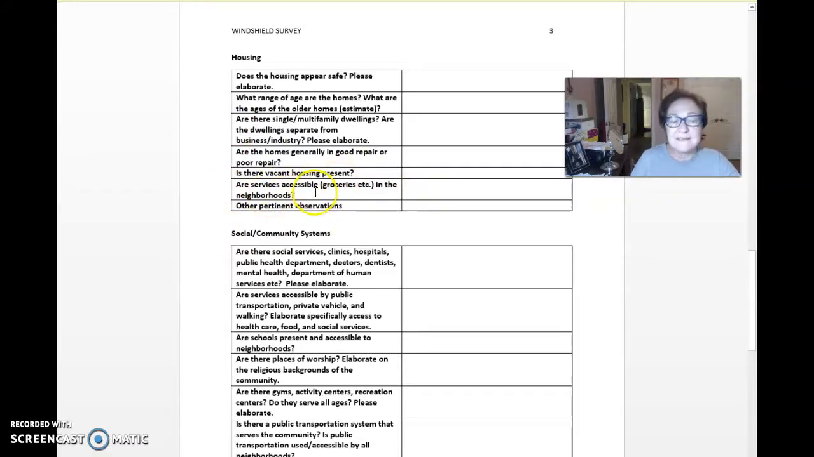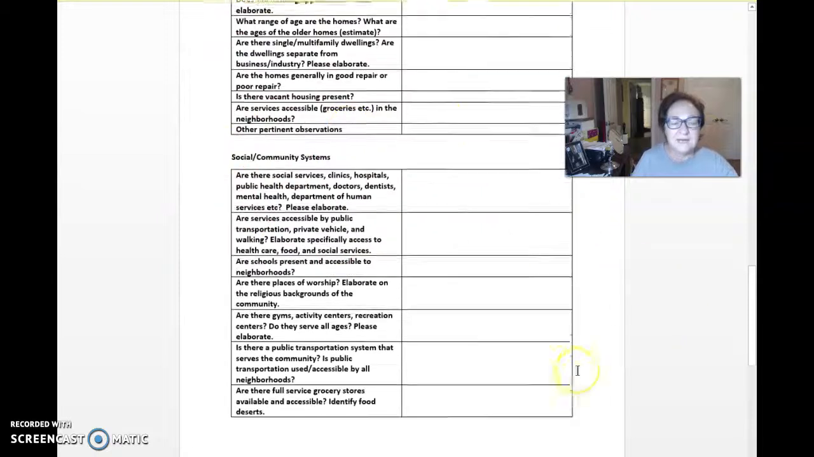Are services accessible in the neighborhoods, like grocery stores, or are they in a food desert where people typically don't have cars? You see this in larger cities most often, but it happens even in smaller areas, where people don't have a way to get around, but yet you'll have a small bodega or 7-Eleven, and there's groceries there, but it's not fresh fruits and vegetables, and they're sky high. And any other pertinent observations that you have about housing.